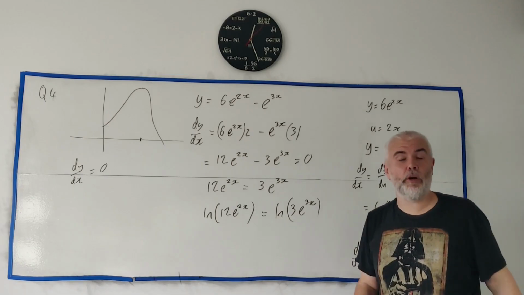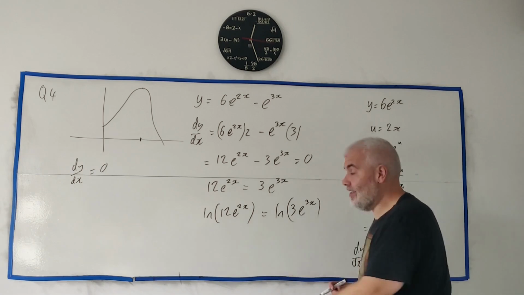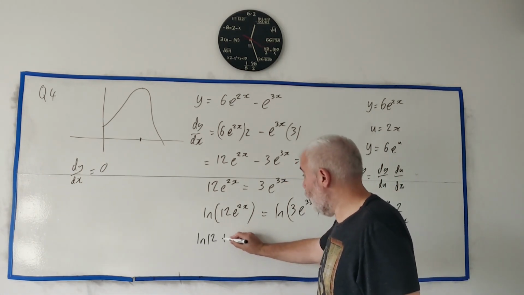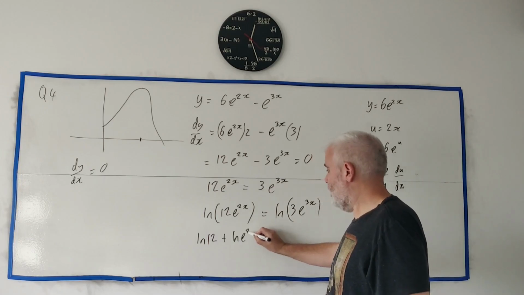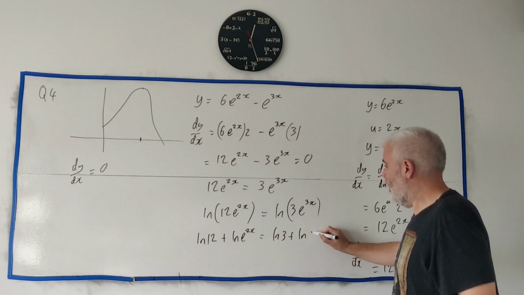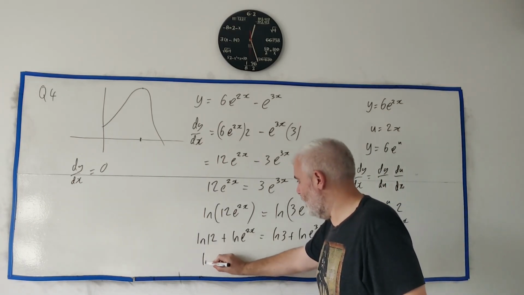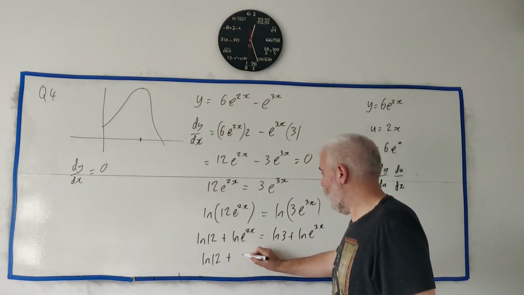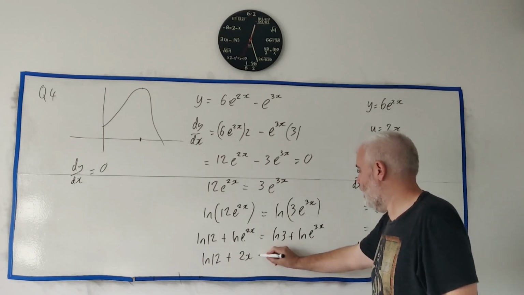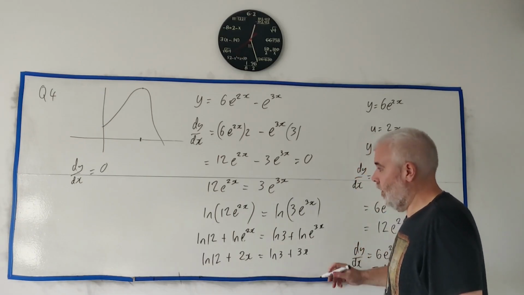But we just look up our rules for logs. When a log has two things multiplying inside it, it works quite nicely. It's just log 12 plus log e to the 2x is equal to log 3 plus log e to the 3x. That works out quite nicely. That's log 12 plus 2x, because the natural log and the e now do destroy each other, is equal to log 3 plus 3x. We clean that up.